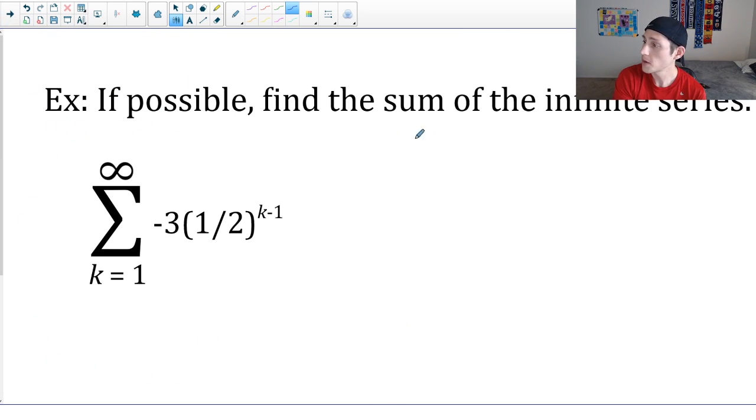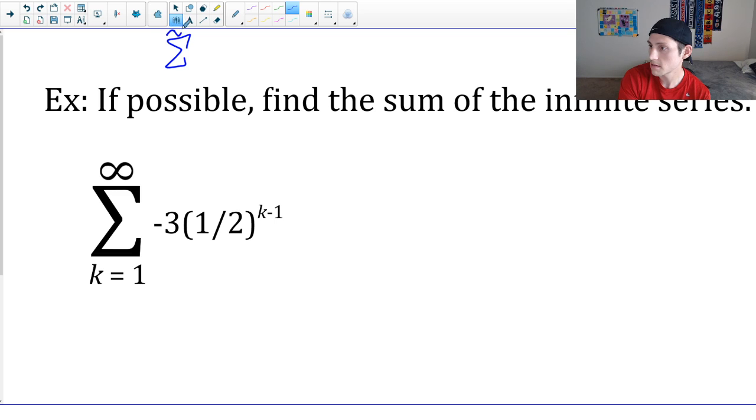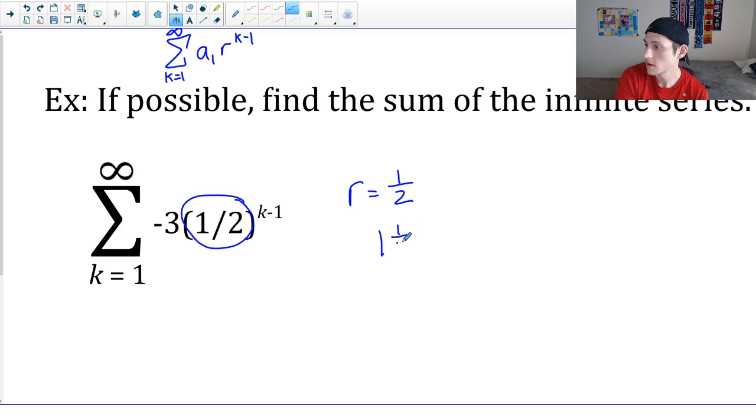Okay. If possible, find the sum of the infinite series. All right. So, as I look at this, I can tell that, yes, this is in that format of a geometric series. So if it's a geometric series, that means that I just have to look at the ratio. So the ratio in this case is 1/2. Absolute value of 1/2 is less than 1. So I can say that the series converges.